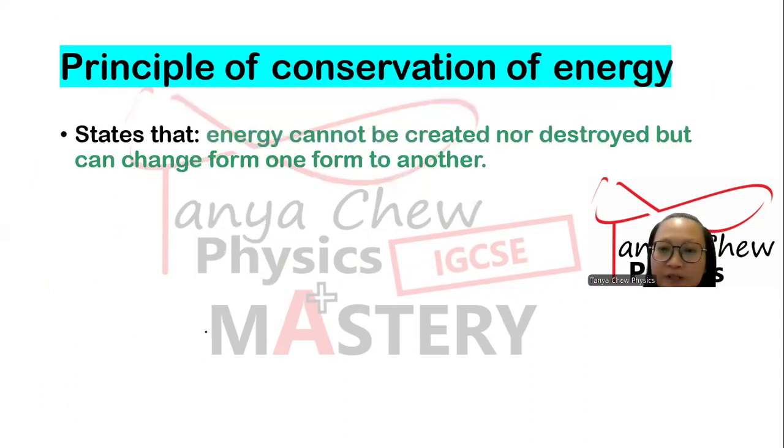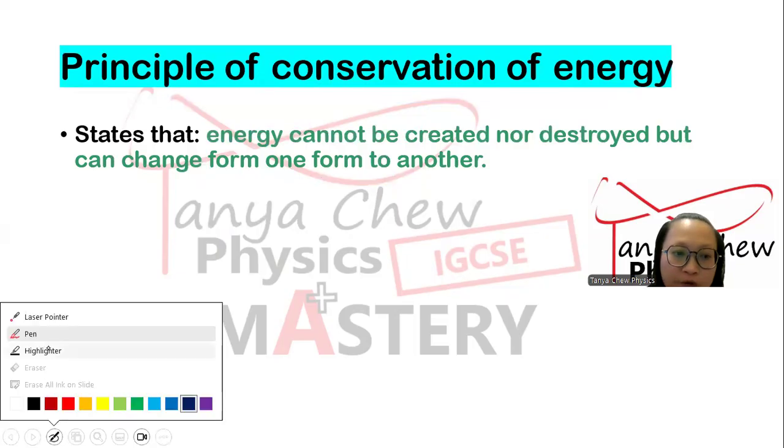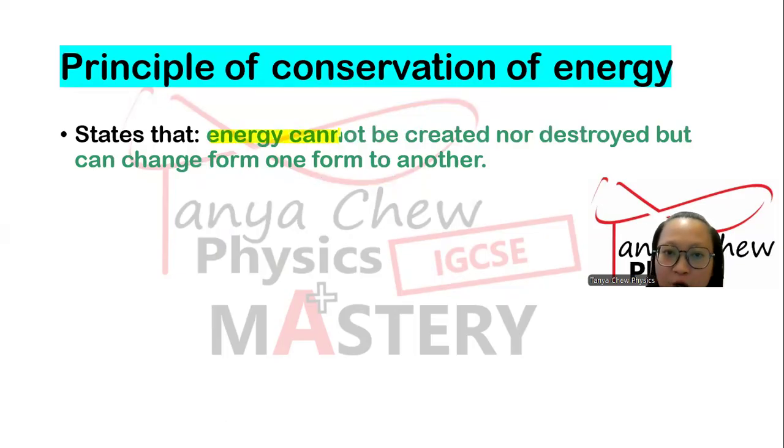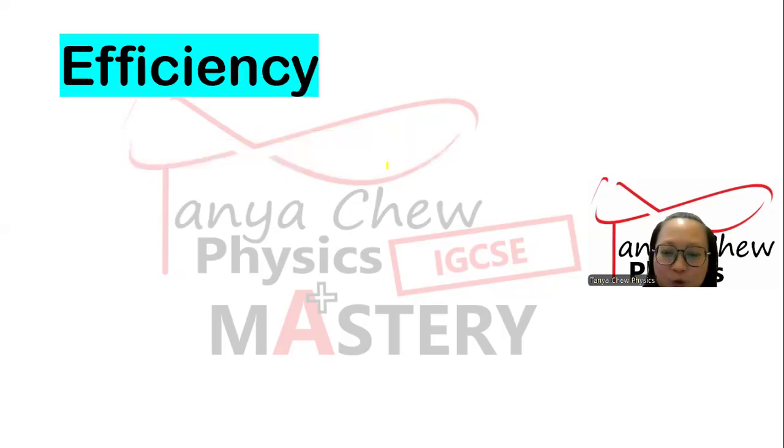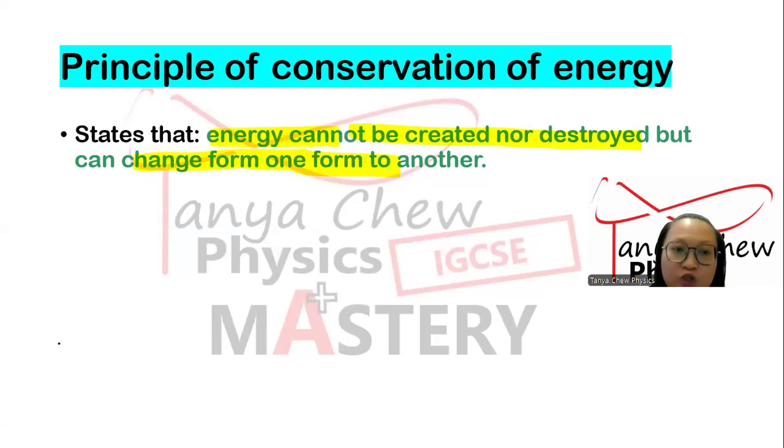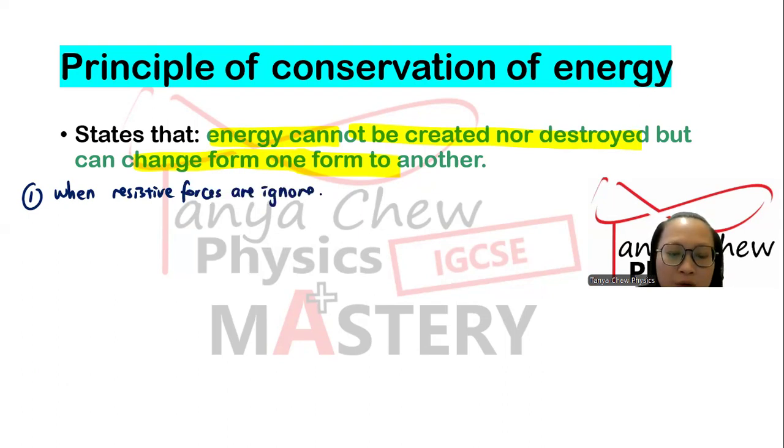That's all. Principle of conservation of energy. Normally they will give you 2 marks. It states that energy cannot be created nor destroyed, that's 1 mark, but can change from one form to another form. That's all. So we can also use the principle of conservation of energy to solve equations. You just need to remember, first, when resistive forces like frictional force and air resistance are ignored, then you can use the principle of conservation of energy to solve it.